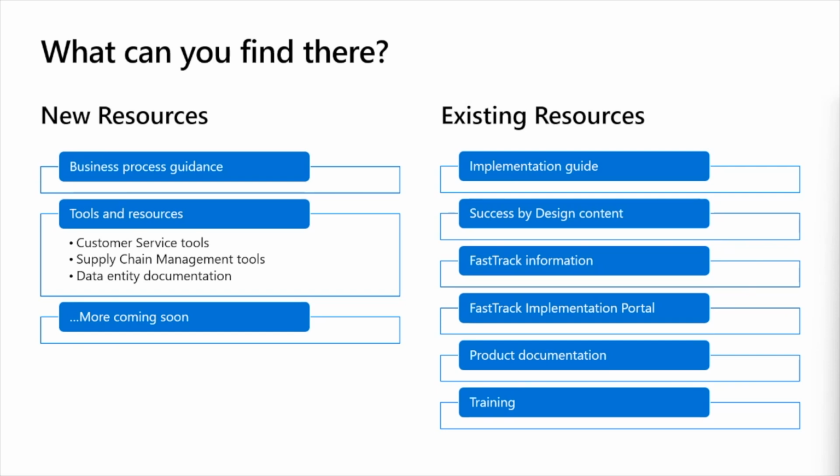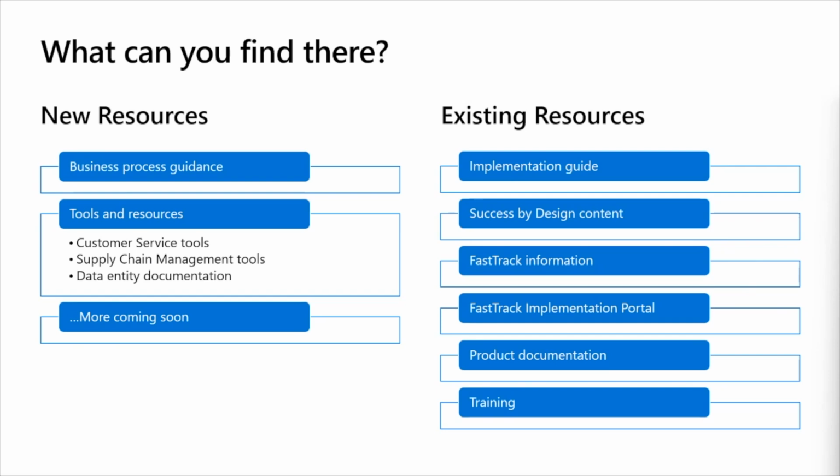This includes the Dynamics 365 Implementation Guide, which was converted to the Learn articles or Docs articles earlier this year. And this new format makes the content easier to search and to maintain. You'll also find links to all of our Success by Design documentation, information about the Fast Track program, and links and documentation about the Dynamics implementation portal.